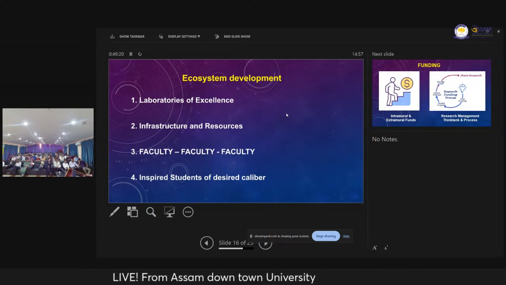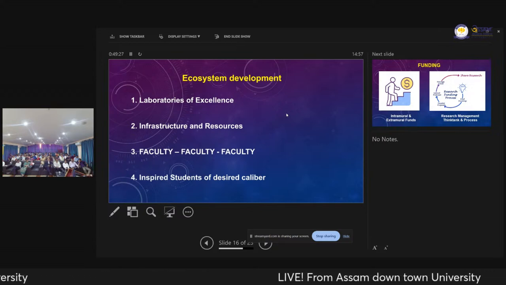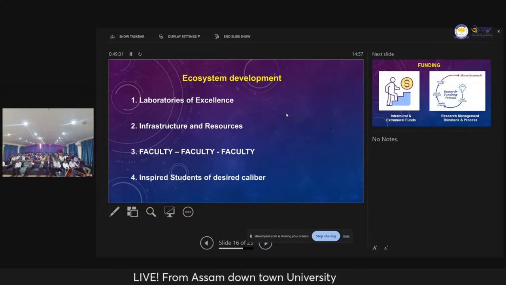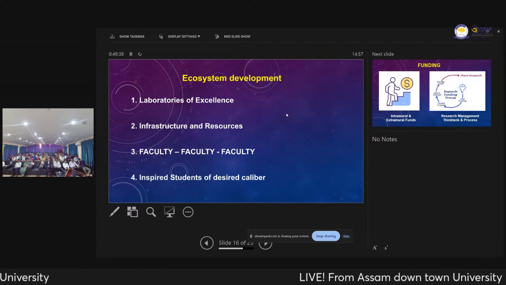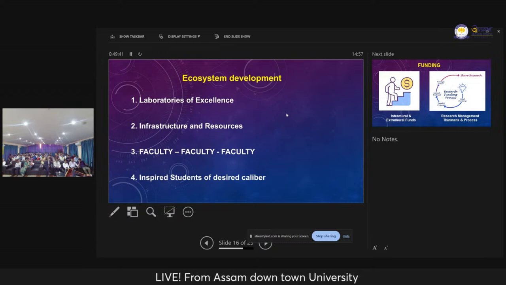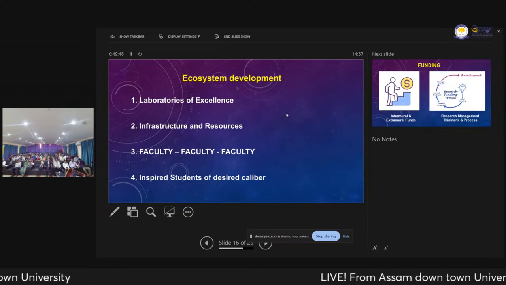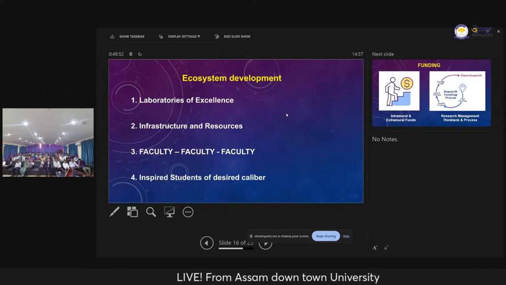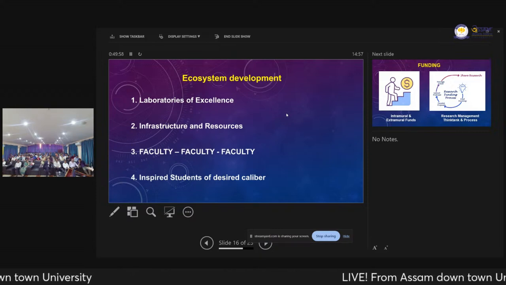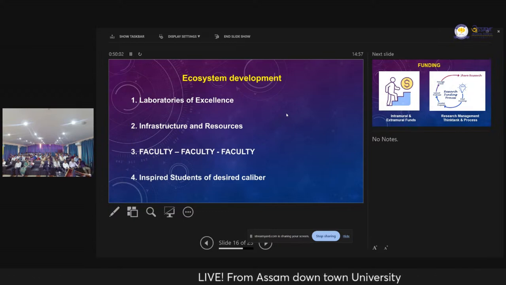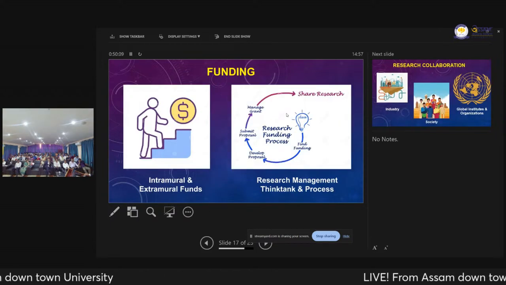This transition needs to happen. And to say that, inspired students of true caliber is very, very important. We always face a challenge in various institutions around the world that students come in and they have a certain level of understanding. But I always believe that these students can inspire a very significant amount of energy. And they can rise to the occasion and do things that are extraordinary. So I believe that students can be inspired by students.